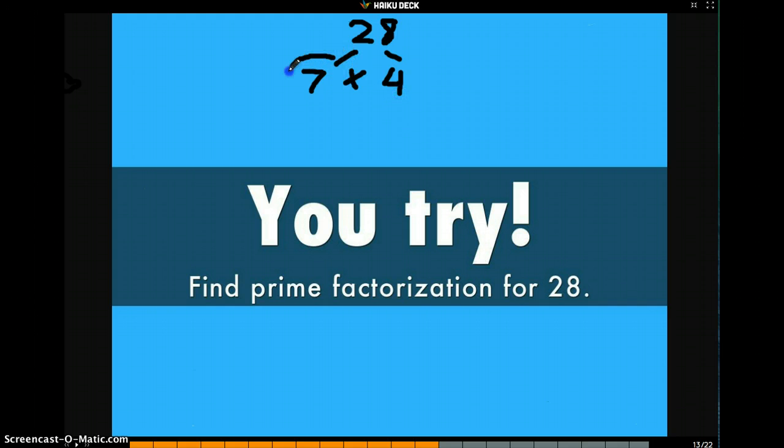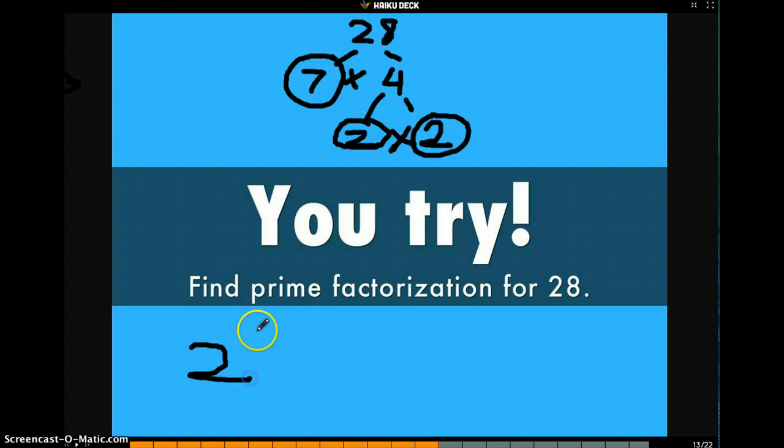We can stop with our 7 because that's prime, but we can break down this 4 because 4 is composite, into 2 times 2. And 2 is prime, so we have all of our prime numbers. We can't break any of these numbers down into factors anymore. So we start with 2, and we have 2 to the second power times 7. So 2 to the second power is 4. 4 times 7 is 28.